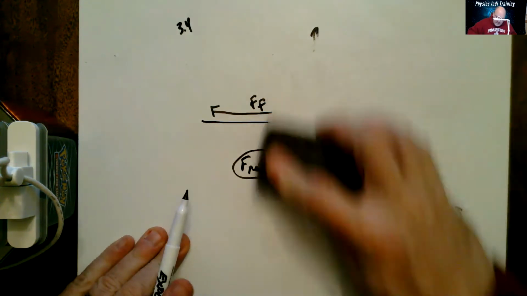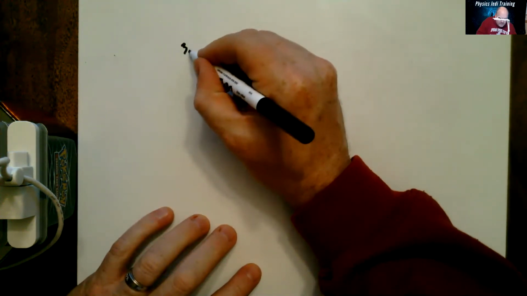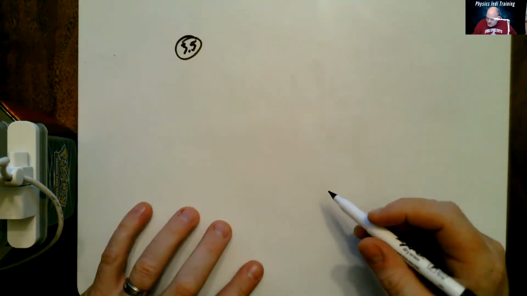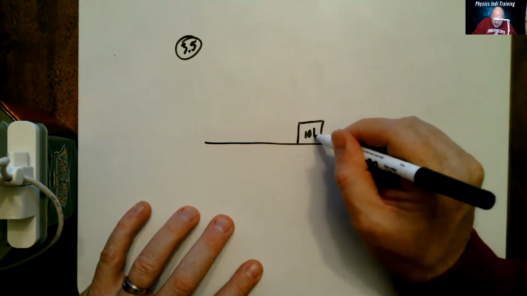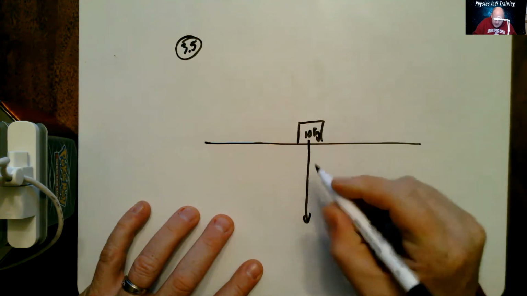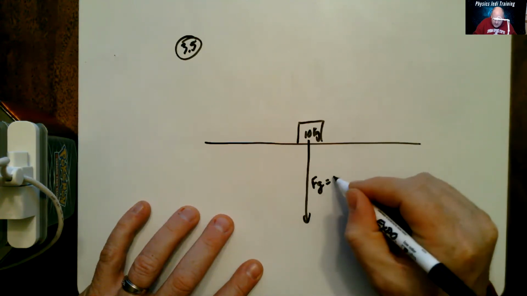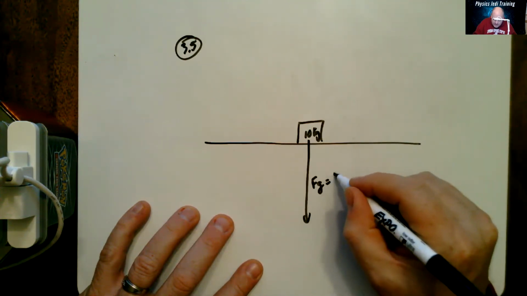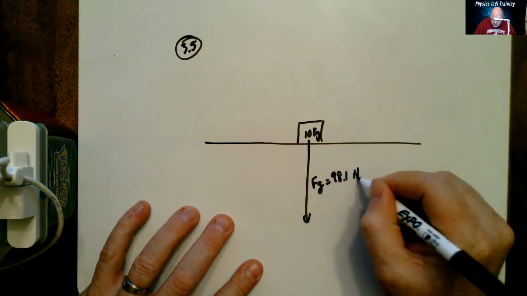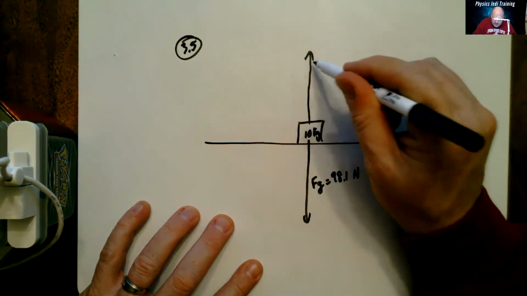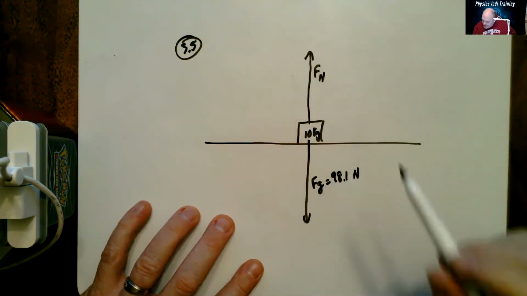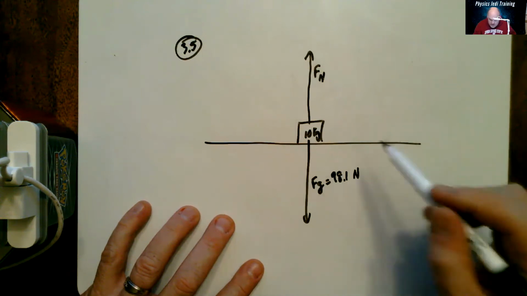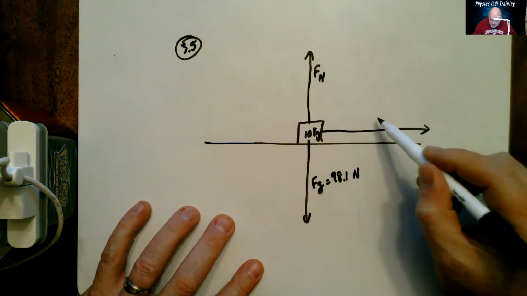All right, let's look at 3.5. So consider a 10-kilogram box. Same thing. Got a 10-kilogram box. So I've got force of gravity, which again would be mass times gravity, so it'd be 98.1 newtons. I have Fn going up. It's being pulled with a force of 40 newtons this time, 40 newtons.